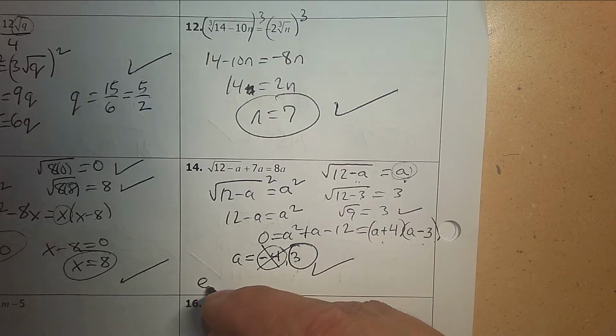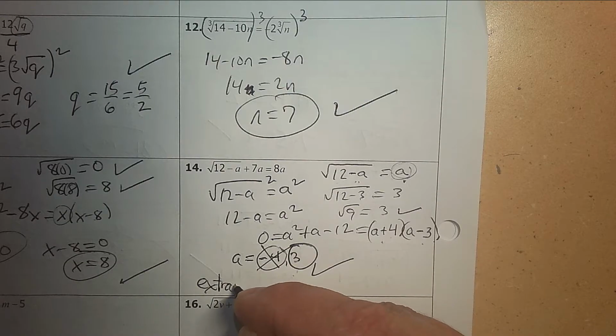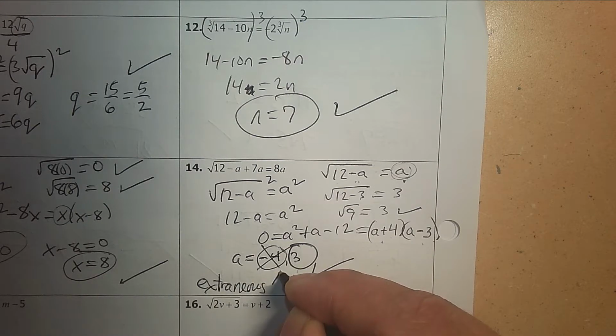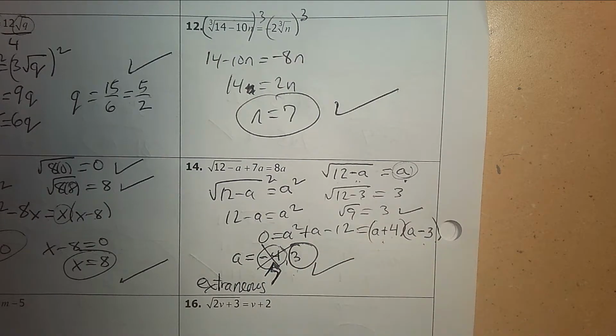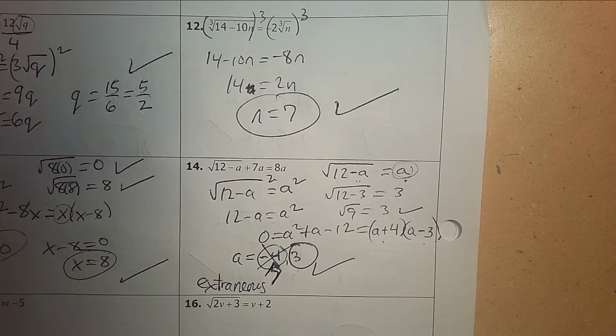What name do we give the second one? Shades. So negative 4 didn't work, but positive 3. So how many solutions are there here? 1, and the only solution is 3. All right, number 15.